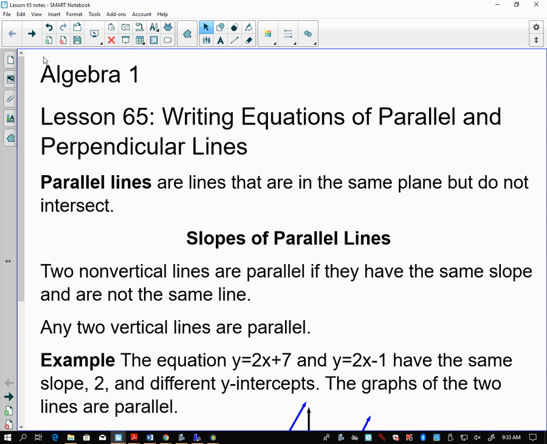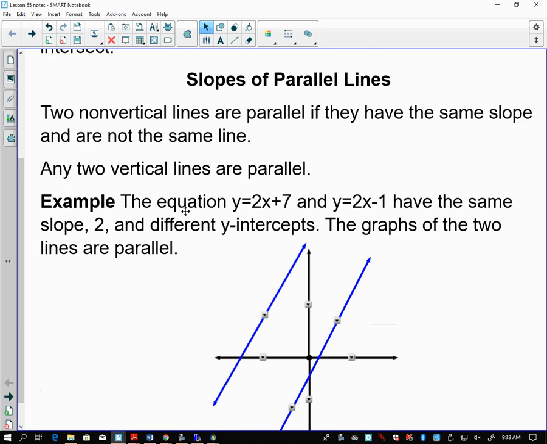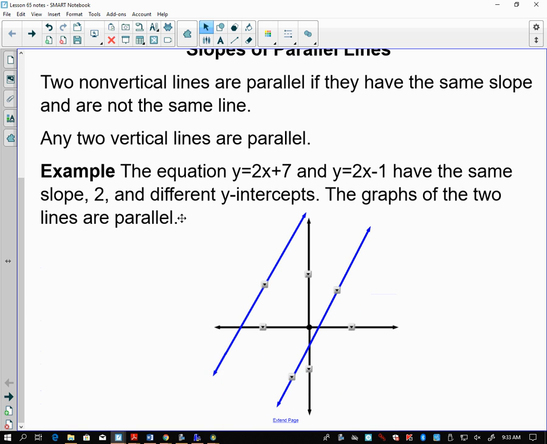Parallel lines are lines that are in the same plane but do not intersect. Two non-vertical lines are parallel if they have the same slope but are not the same line, meaning they don't have the same y-intercept. Okay? Any two vertical lines are parallel. If those two lines go straight up and down, they have rise and fall, but no run. Two vertical lines are always going to be parallel.